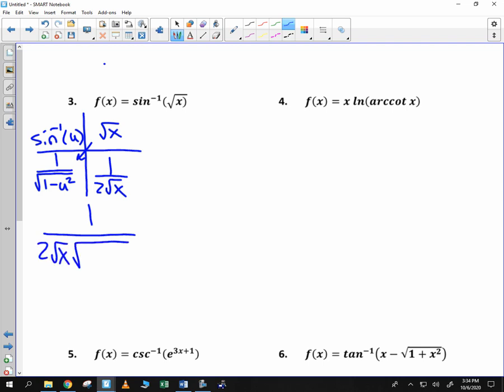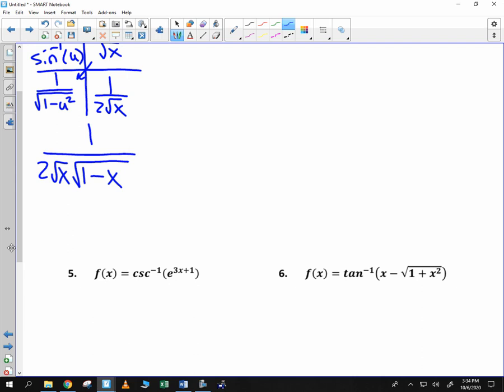Then you have times the root of 1 minus u squared. If you square the root of x, you get x. So you could multiply these radicals together, 1 over 2 roots of x minus x squared.